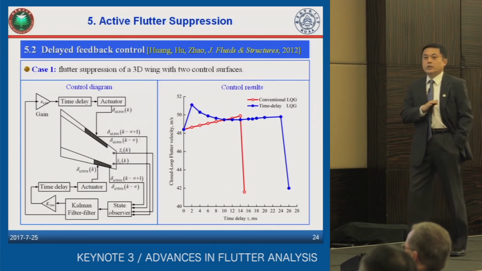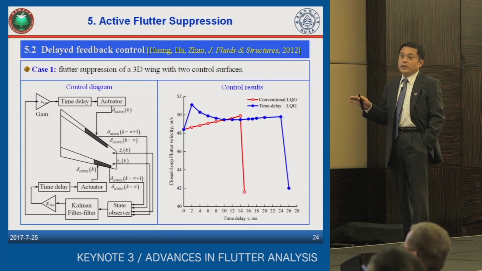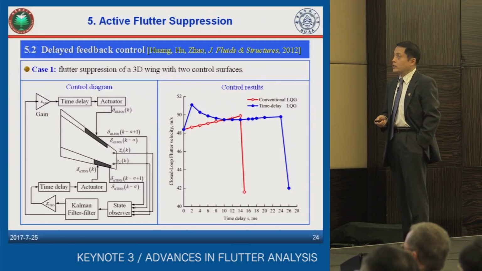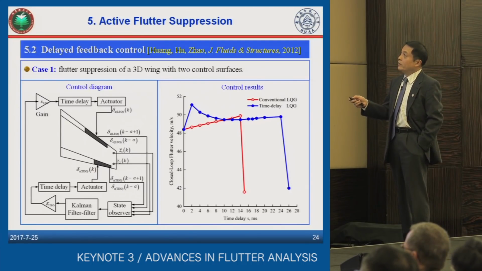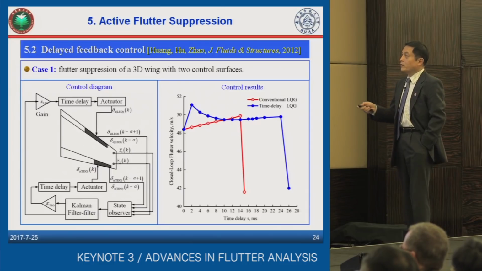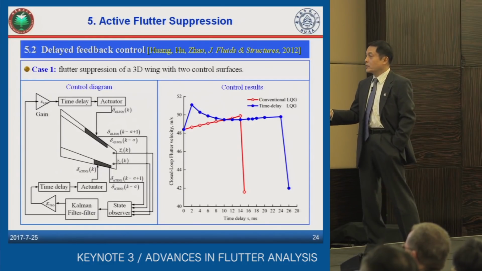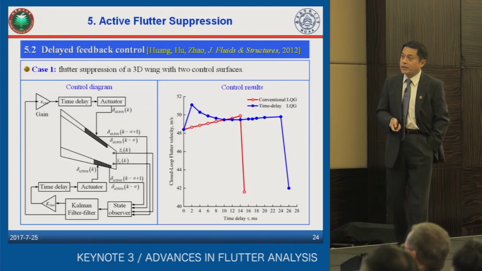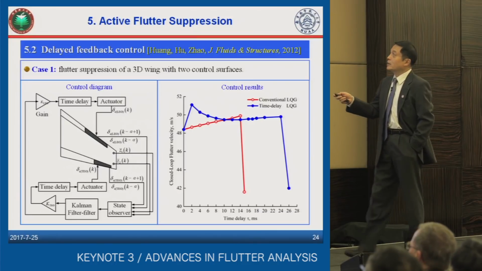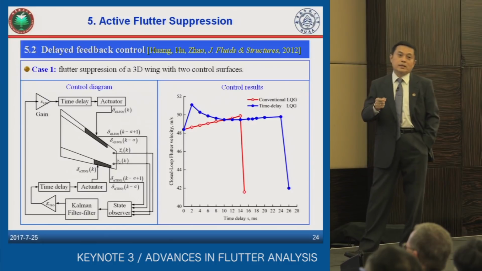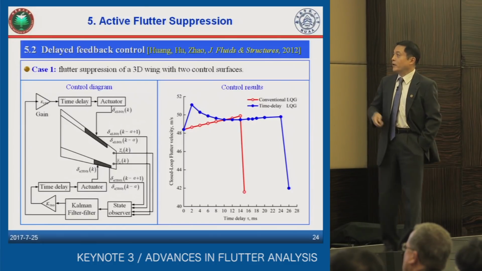We use two different control strategies. One is the conventional LQG, and the other is delayed LQG. Here you can see the conventional LQG. In the very beginning, it can increase the flutter speed a little bit. However, it fails all of a sudden when the time delay approaches 14 milliseconds. However, the delayed LQG works well until the time delay has doubled this value.